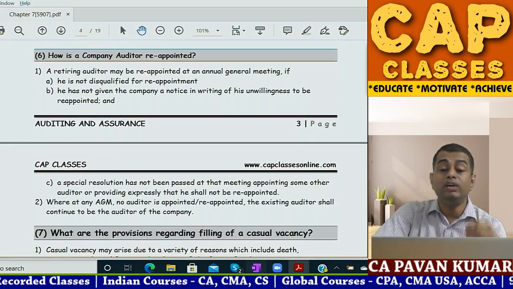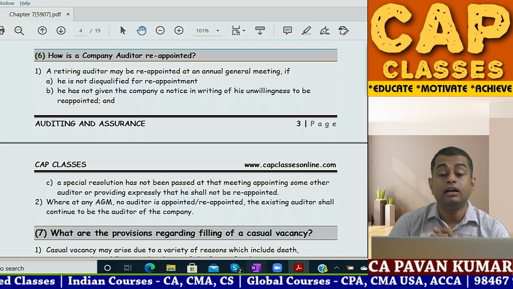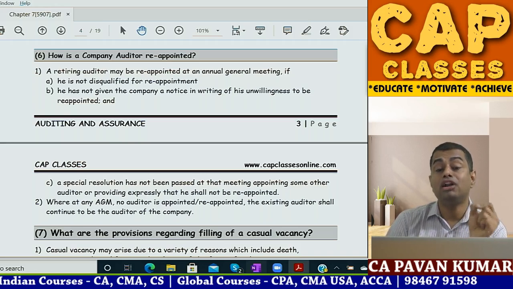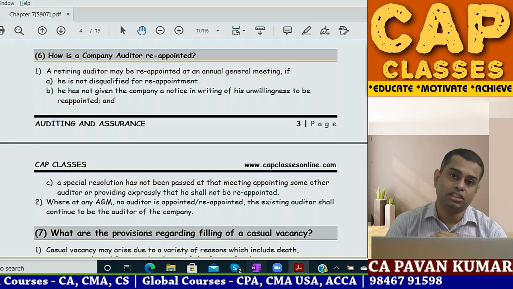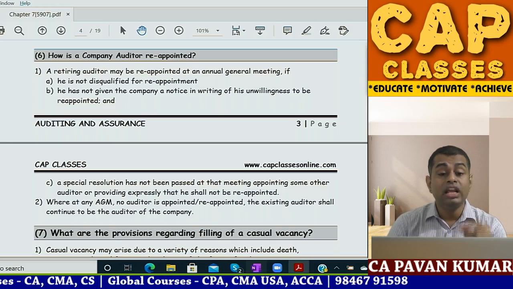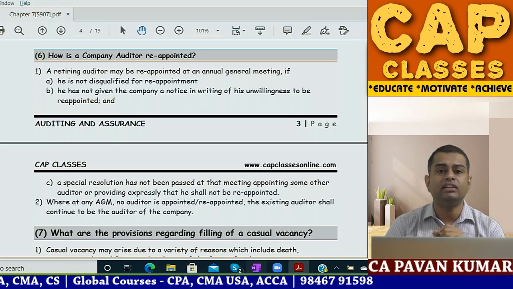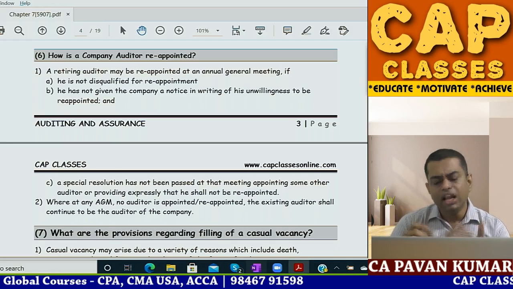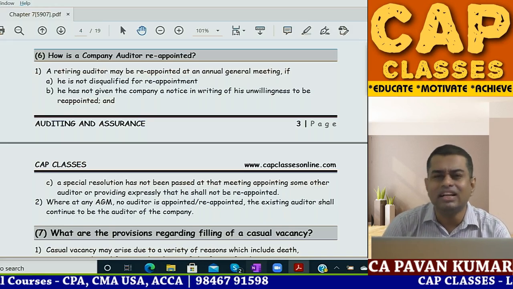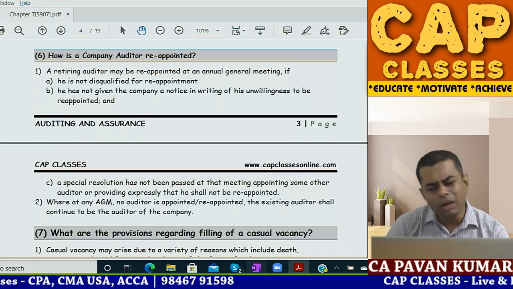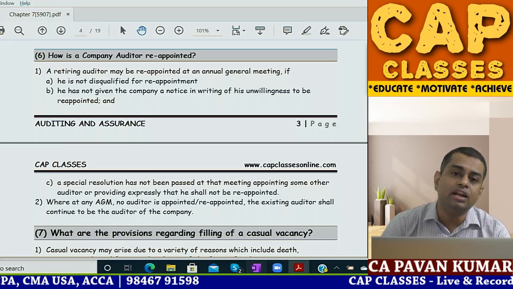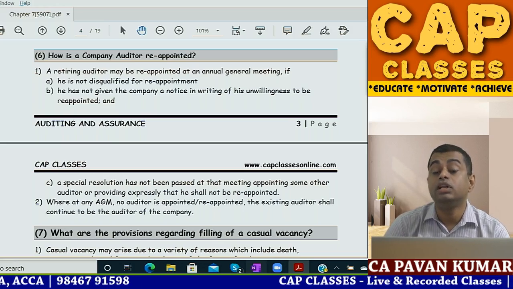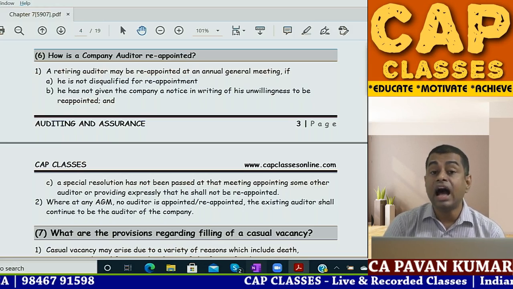Then, how is a company auditor reappointed? Can a company auditor be reappointed? The answer is yes, provided he is not suffering from any of the disqualifications for reappointment. Two, he has not given the company a notice in writing that he is unwilling to be reappointed. So I am auditor of X Limited. I wrote a letter to the board of directors and the audit committee saying that I want to retire from practice, or I want to join a job, or I am migrating to another country. Please don't reappoint me, look for some other auditor. Now I cannot be reappointed because I have expressed my unwillingness.